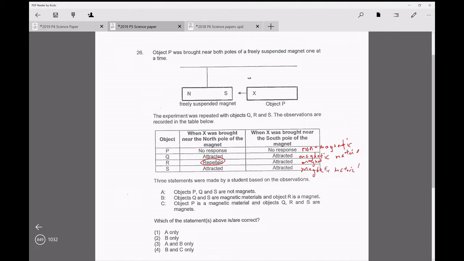So they say P, Q, S are not magnets. That's true, because only R is a magnet. Q and S are magnetic materials. Object R is a magnet. That's also true. We have deduced that, right? P is a magnetic material? This is wrong, because P is a non-magnetic material. So only A and B, which is number 3.